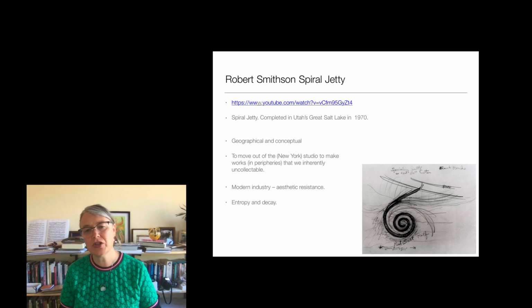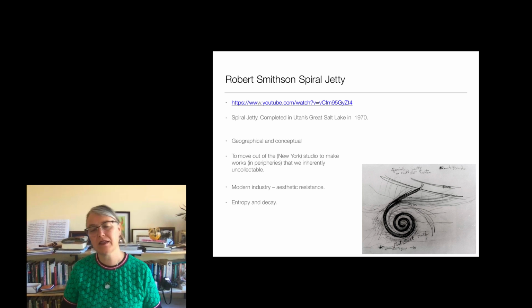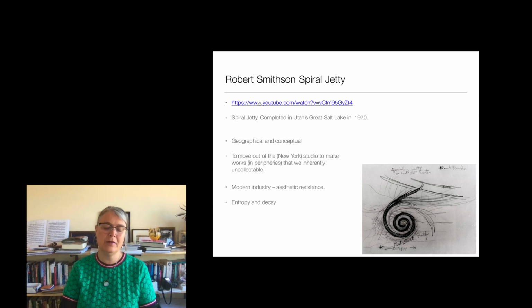It is a geological intervention. It has shifted the way that the lake operates. It has shifted the microorganisms that operate inside the lake. It in many ways models this definition of the Anthropocene that I'm kind of heading towards.